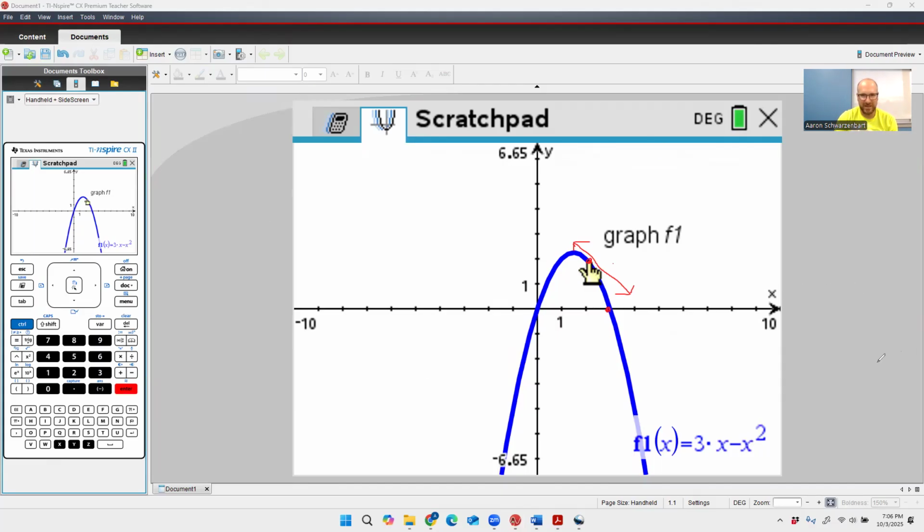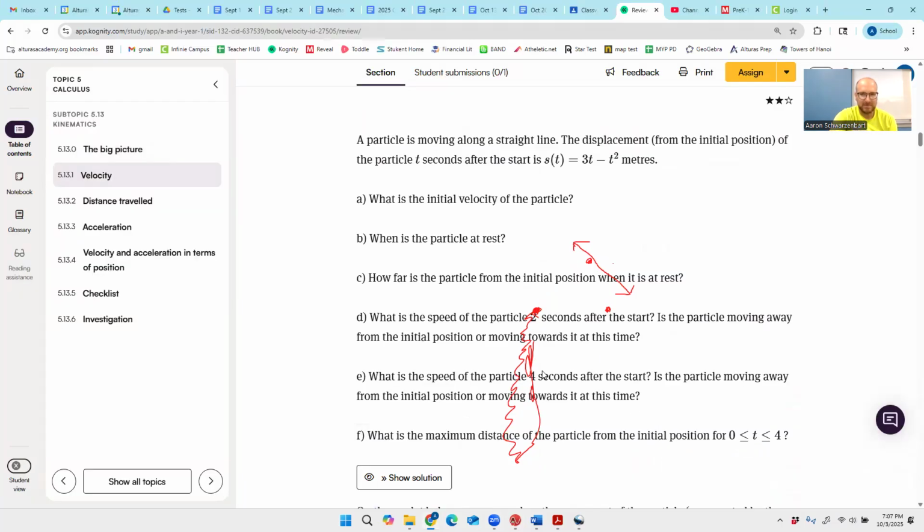This part of the graph right here is negative time, so this is not a relevant part of the graph. The graph starts right here. I guess I should clear that off.